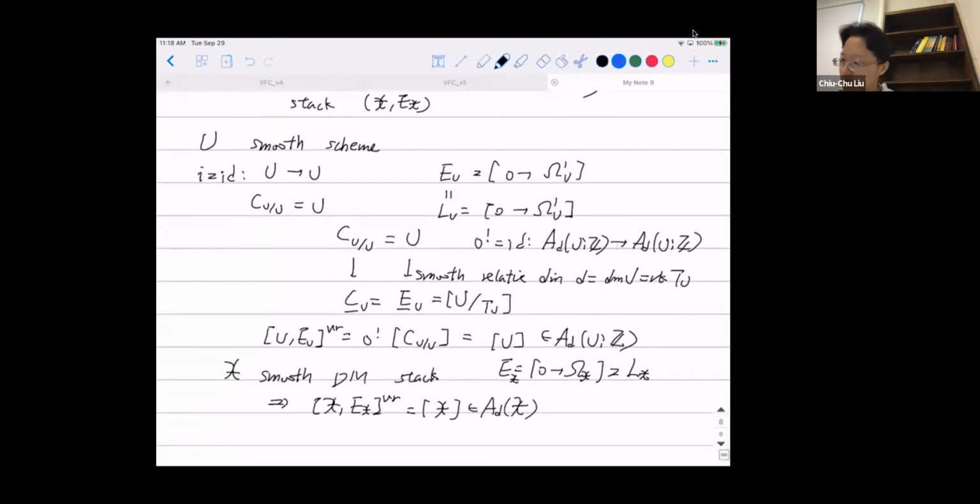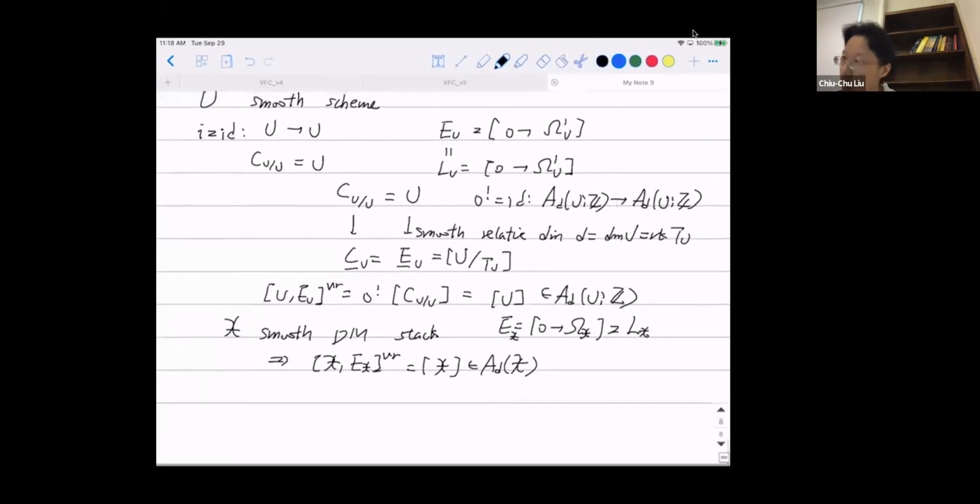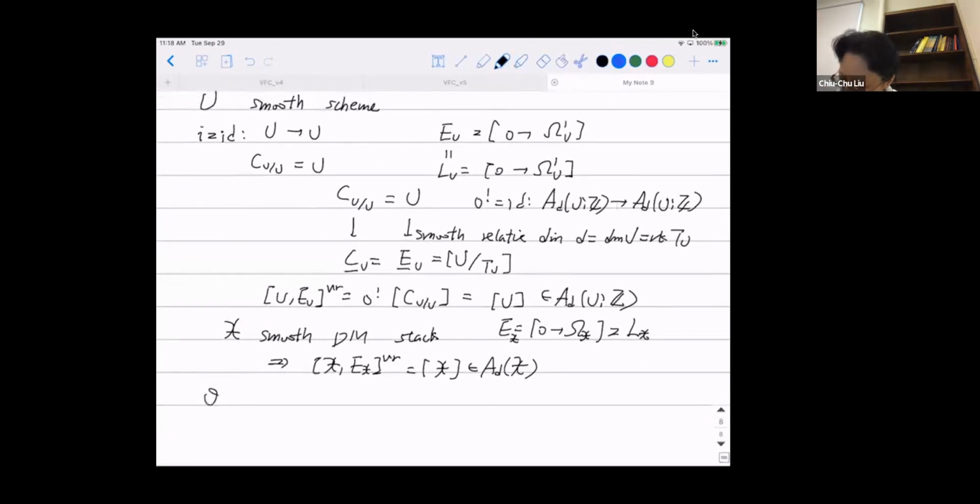And also similarly, for the virtual structure sheaf, you're just taking this. So you get the structure sheaf of U.